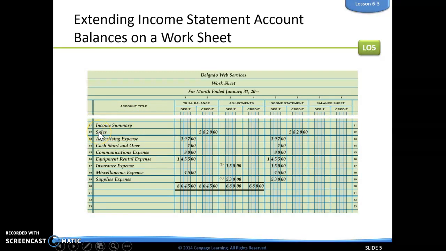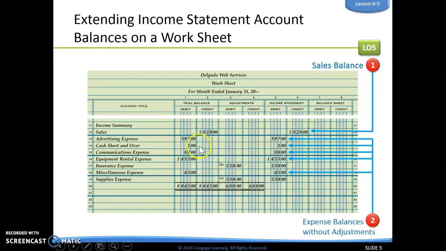When we look at sales, sales is where our revenue starts, and sales is actually our only revenue account. So again, I have a credit balance, and I'm dragging across this time to my income statement columns, to my credit balance. And then I'm looking at my expenses. So advertising across to debit, debit to debit, debit to debit, debit to debit.